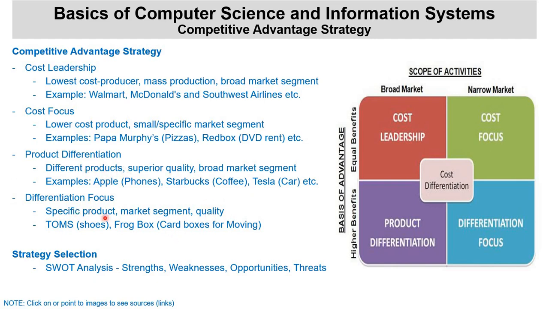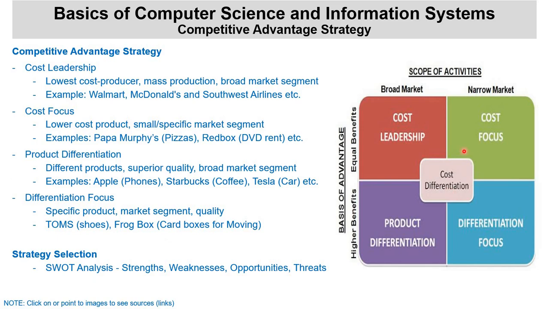but some specific product, with a small market segment where I can deliver that particular product with a much higher quality than the other companies, but also to specific people who are willing to pay for that quality. Examples are Toms, which deals in shoes, and Frog Box, which manufactures specialized cardboard boxes for moving. And all of this, no matter how you look at it, focuses on cost and differentiation.